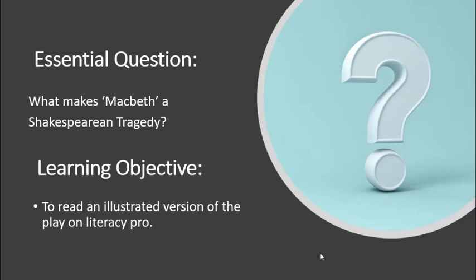You should write these into your interactive notebook, and as you are working through the illustrated version of Macbeth on Literacy Pro, I would suggest that you make notes in your interactive notebook also in your notes/activity section. Your essential question is, what makes Macbeth a Shakespearean tragedy? And our learning objective for the week is to read an illustrated version of the play on Literacy Pro.